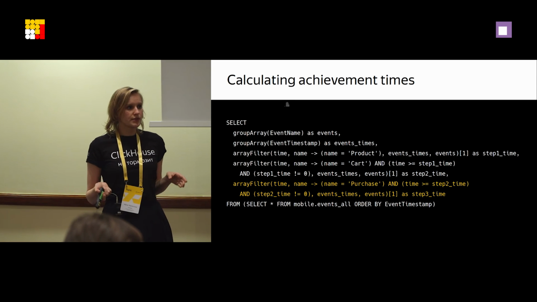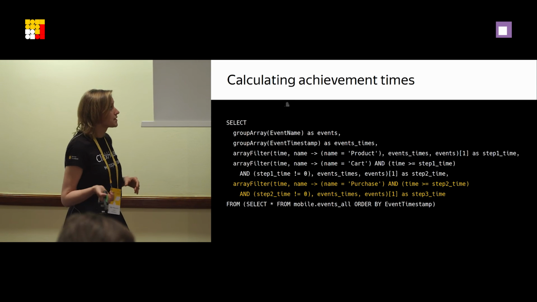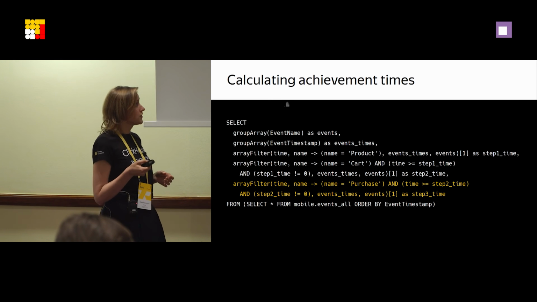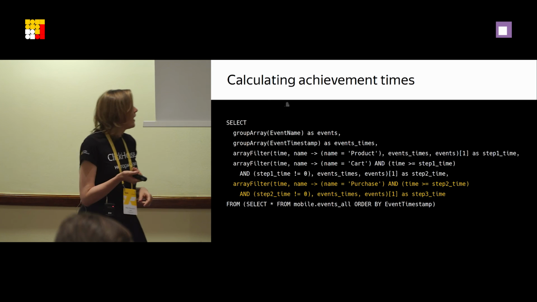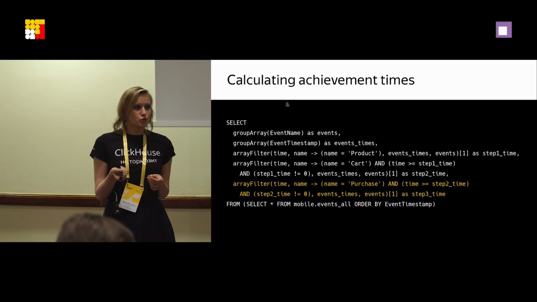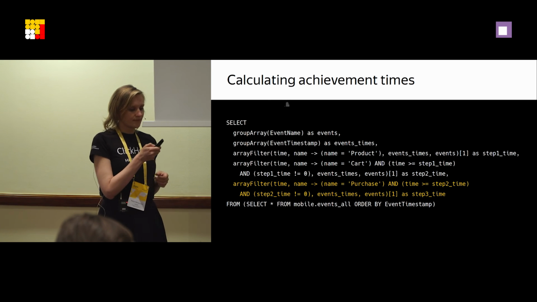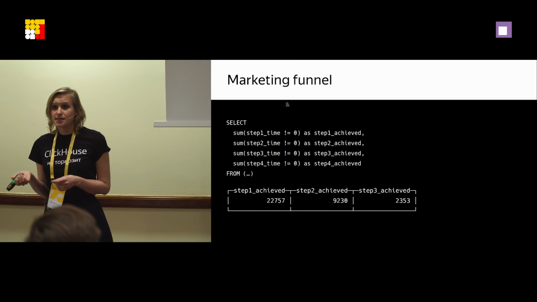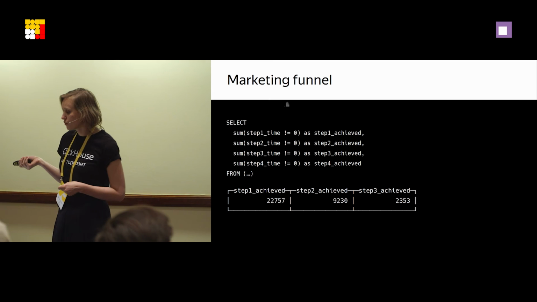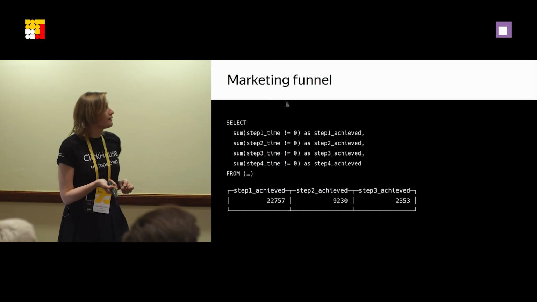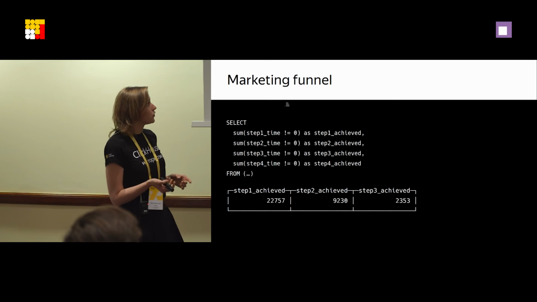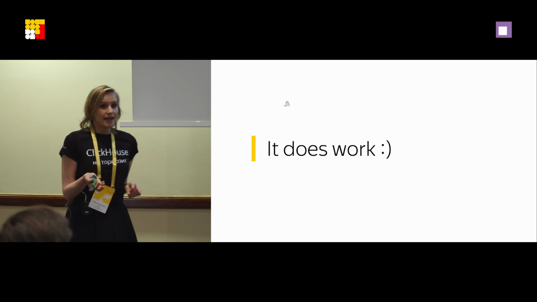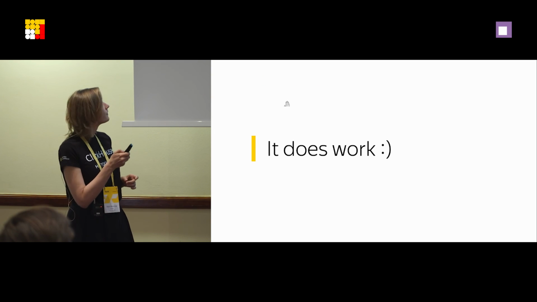And here the conditions are pretty much the same. We need to take the event with the name equal to purchase with the time greater or equal to the second step time, and require that step 2 was also achieved. To get the final results, we just need to count cases where each step time isn't equal to 0. And here we have, again, the number of devices that achieved each of our funnel steps. And such an approach really does work.